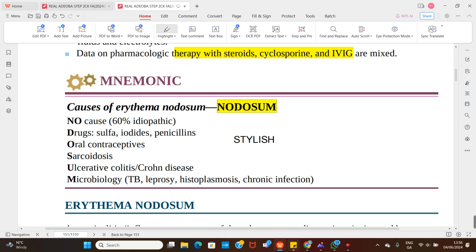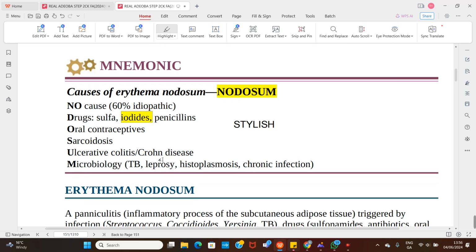The D is talking about the drugs, right? The sulfur drugs. So I use the acronym SOAP. The S for sulfonamides, the O for the oral contraceptive, the A for the antibiotics, and the P for penicillin. So iodide is also part of it.